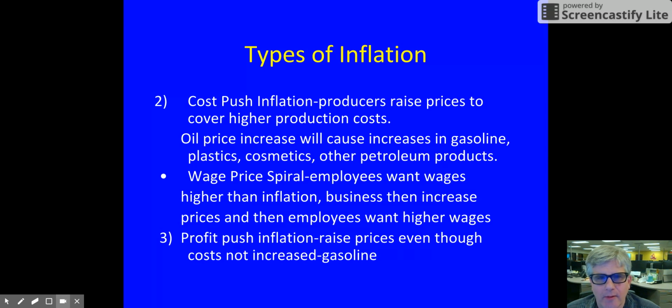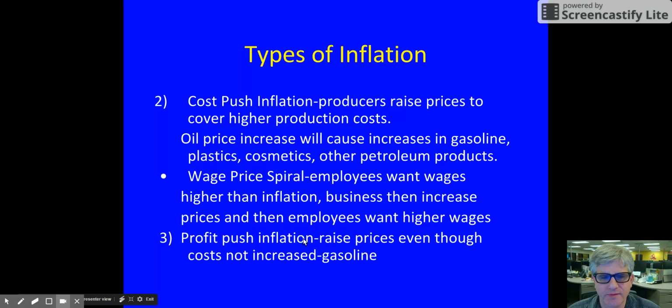The wage price spiral happened in the 60s and 70s when there were actually contracts. Employees would want wages higher than inflation. Businesses would then increase their prices, and then employees would want higher wages. When we had contracts with inflation built into them, this would actually happen. It doesn't happen so much today.